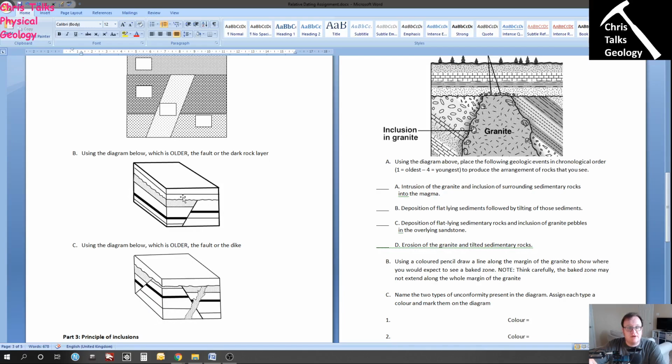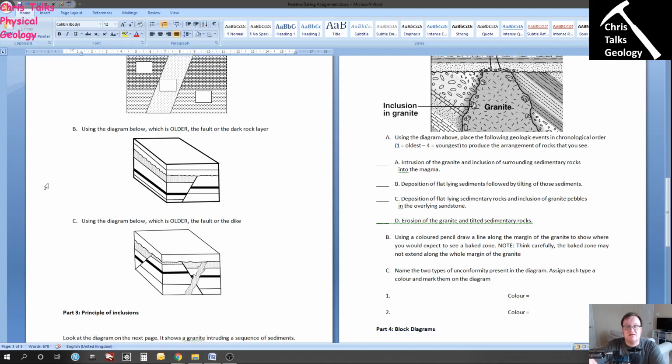Using the diagram below, which is older, the fault or the dark layer of rock? Well, let's see. There's the fault. And here is a dark layer of rock. We've got one part of it there, and the other part of it comes round like so. You can probably work that one out relatively easily.